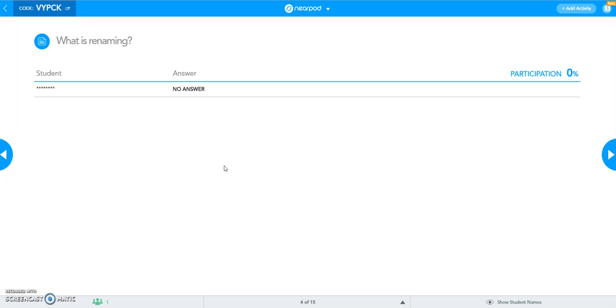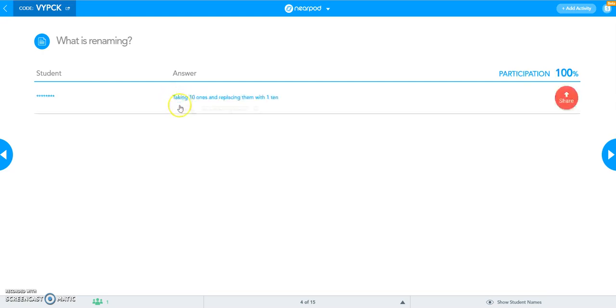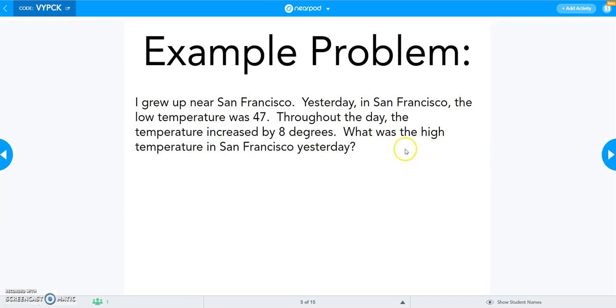And so this open-ended question in particular is to assess understanding of what we learned in Math Lesson 1. And in a second I will be able to see my student's answer. Taking 10 ones and replacing them with 1 10. So that's correct, so I know that we can move on with this lesson.